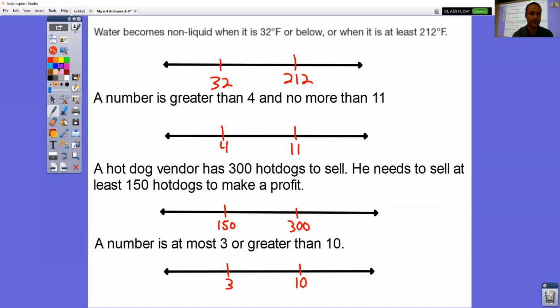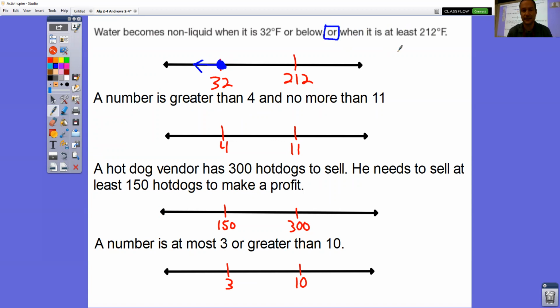So in this first one, it says water becomes non-liquid when it is 32 or below. So 32 includes 32. So that's going to be a closed dot at 32, or below 32. So the arrow is going to the left. Or, notice it said or when it is at least 212.